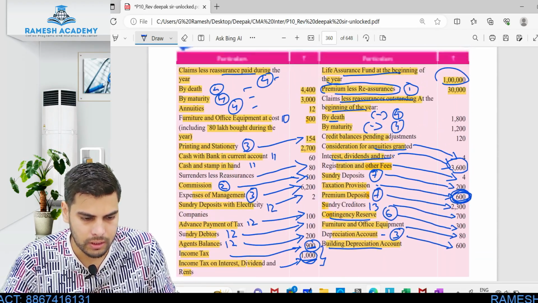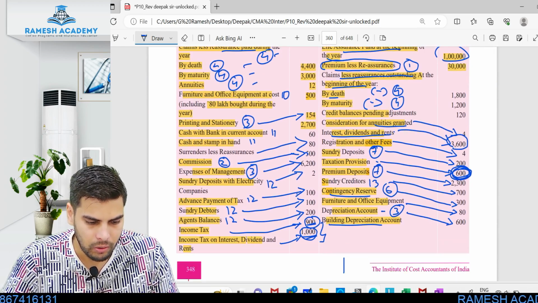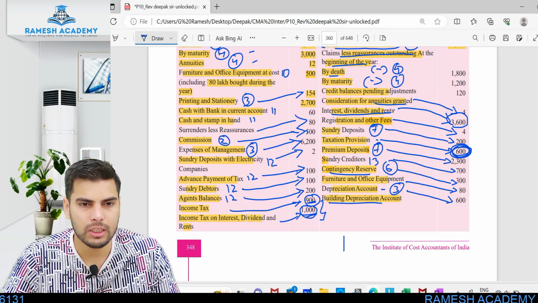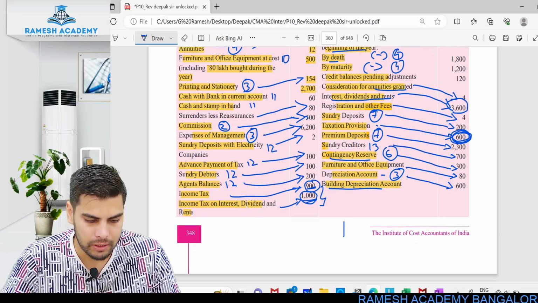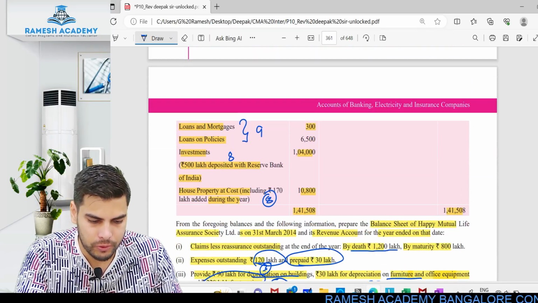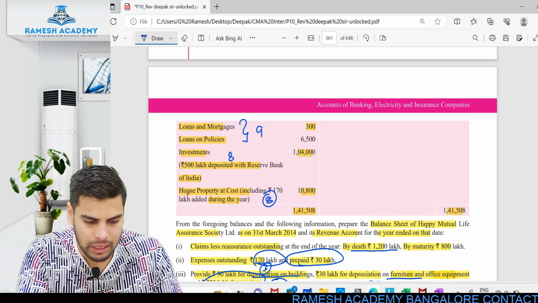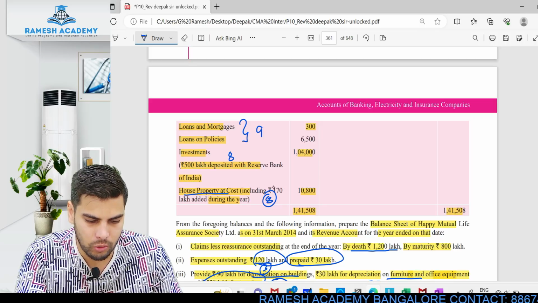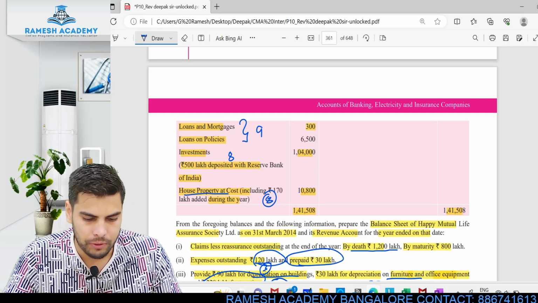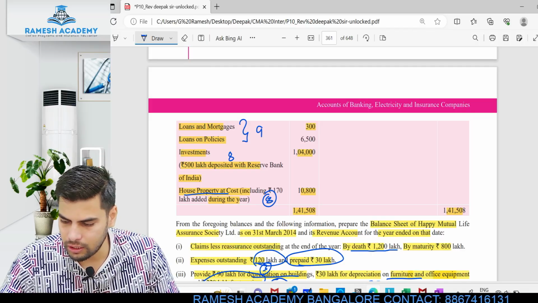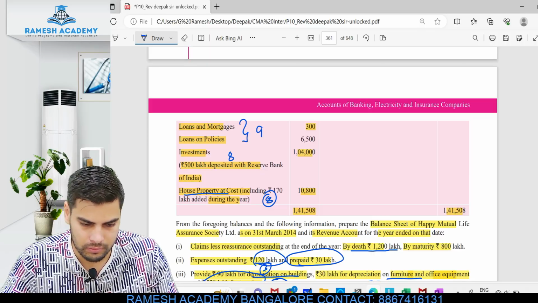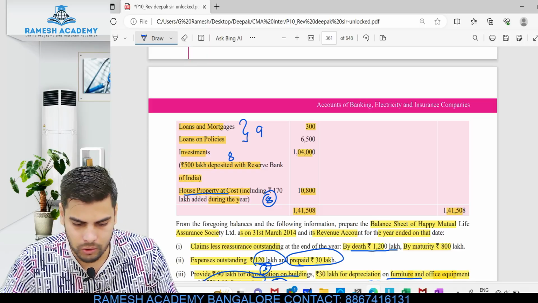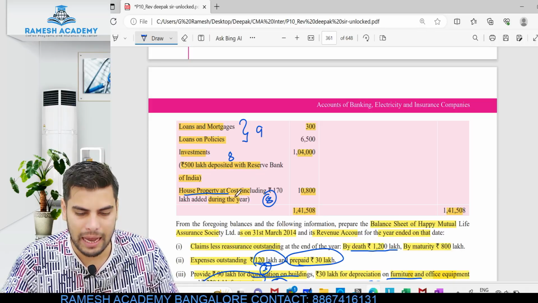All right, so it is this particular thing. Now look at this. If you see this particular investment, it has to be shown at the cost, right? So where and all have we invested this particular amount? Here if you see, they have clearly mentioned that house property at cost includes 170 lakh rupees which was added during the year. Okay, so 10,800. So it includes 170 rupees which was added during the year.